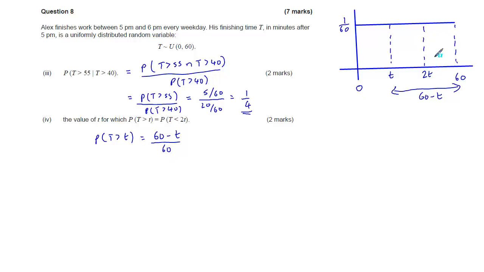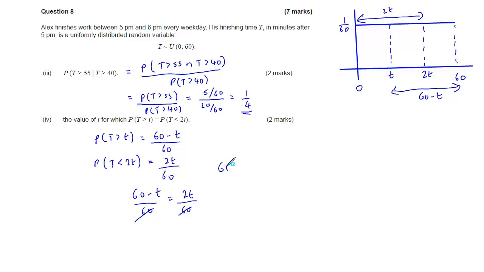Now 2t will be up here somewhere, and so this distance here would be 2t. So the probability of t being less than 2t is going to be 2t over 60. So 60 minus t over 60 would be 2t over 60, and of course those cancel. That's going to give us 60 minus t is equal to 2t. So 3t equals 60, and t is equal to 20.